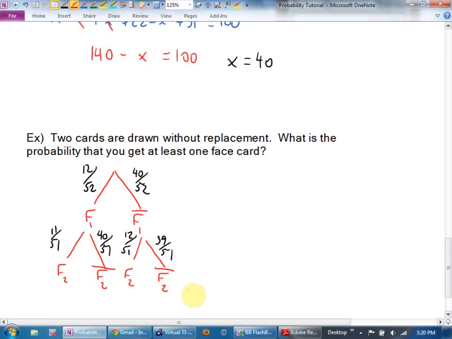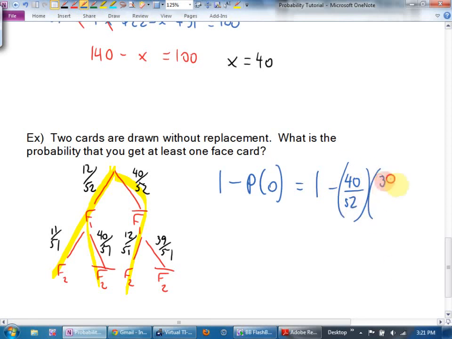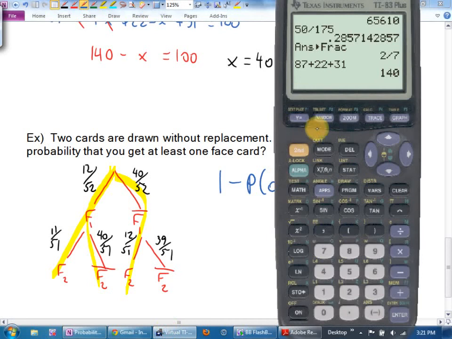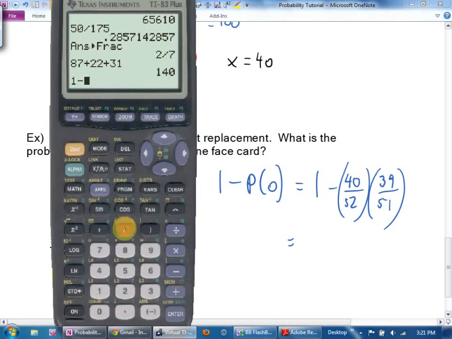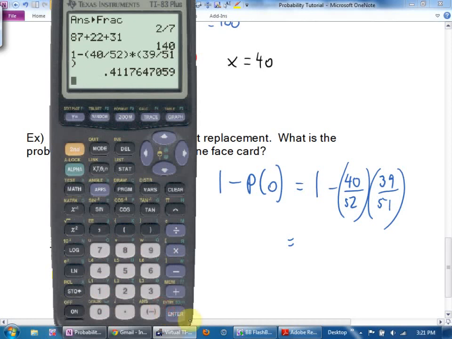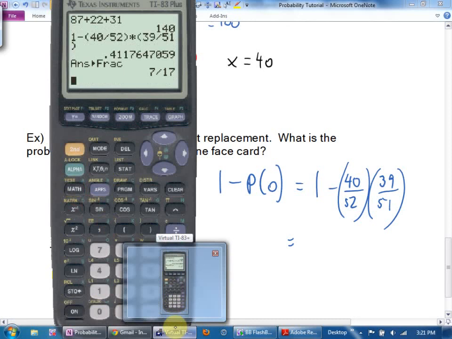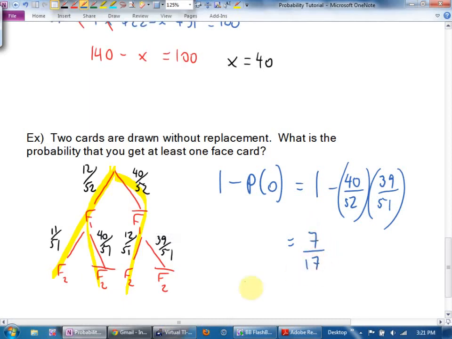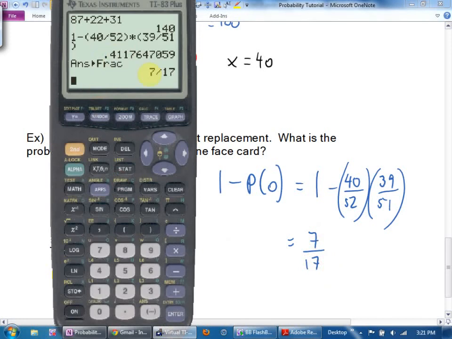Just to reinforce the idea of the complement, I'm going to do this, boom, boom, boom, but I'm going to say, hey, one minus the probability of none, which is 1 minus 40 out of 52 and 39 out of 51. Say the four decimal places rounded off properly. I prefer the fraction, either not reduced or in lowest terms, I don't care which. This makes more sense to me than that.